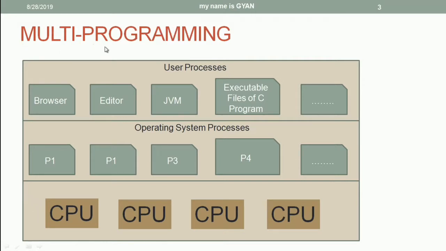If you talk about multiprogramming, then if a computer has more than one program, more than one process, this type of system is called a multiprogramming system. If a computer system or an operating system can manage more than one process together, then this type of facility is called a multiprogramming system. We already have seen about the multiprogramming system in the previous video of this session.